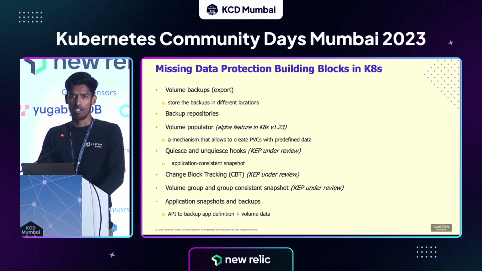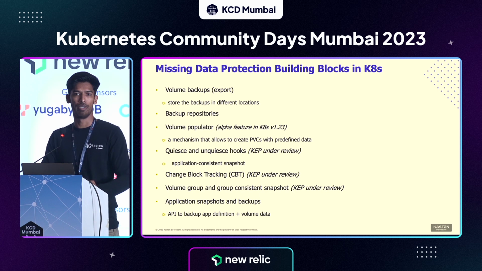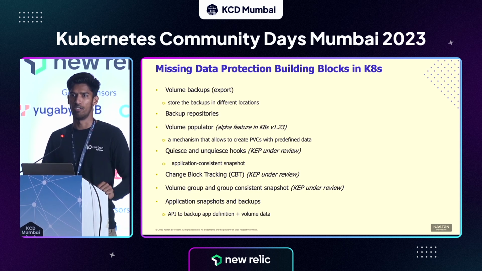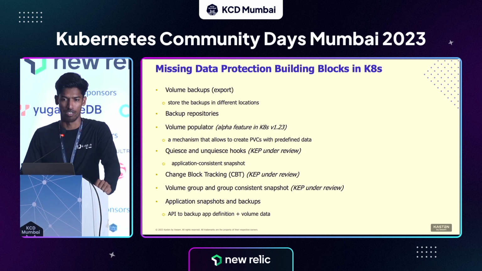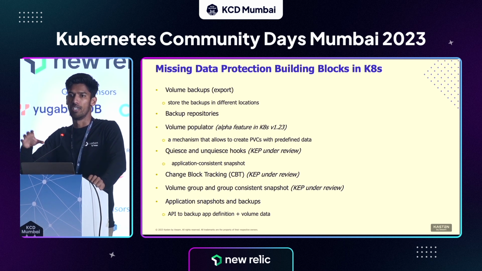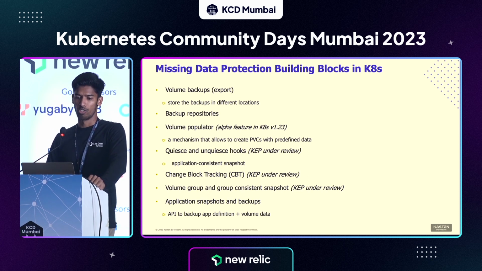Quiescing and unquiescing hooks. Anybody working as a DBA or who has worked on database backup and restore might know that when we need to back up a database, snapshotting the volume isn't enough. The backup has to be application consistent. And the way to do that is we quiesce the database, basically. We snapshot the volume or do the backup with whatever strategy, and then we unquiesce the database so that the backup is always in a consistent state.